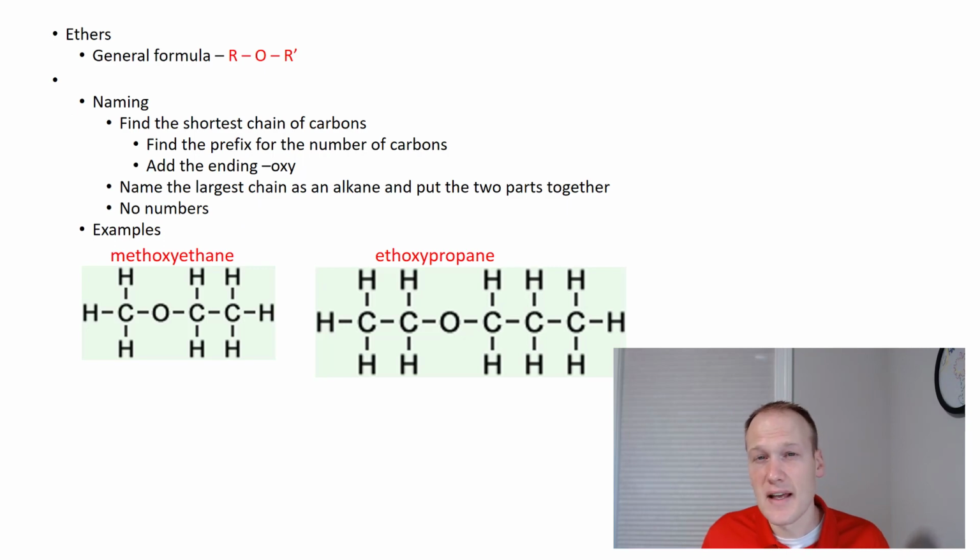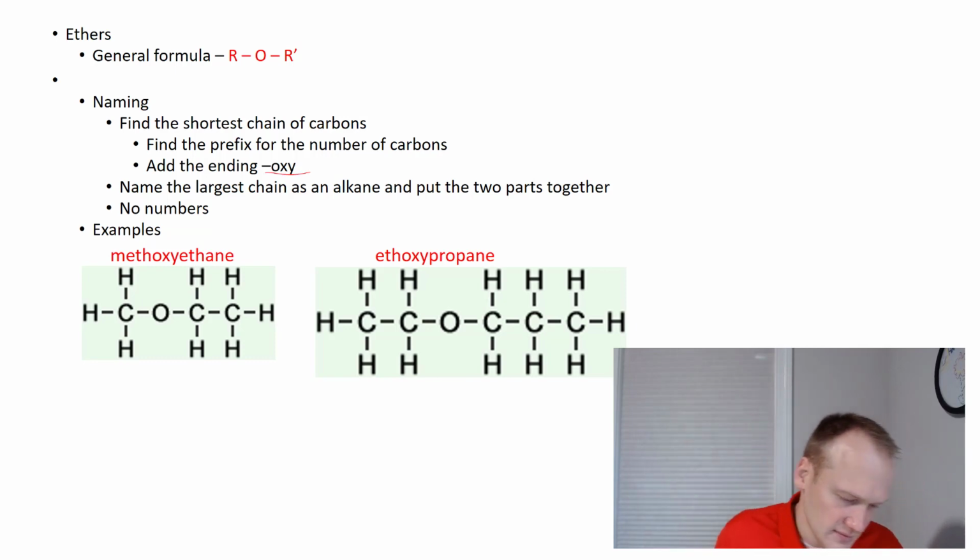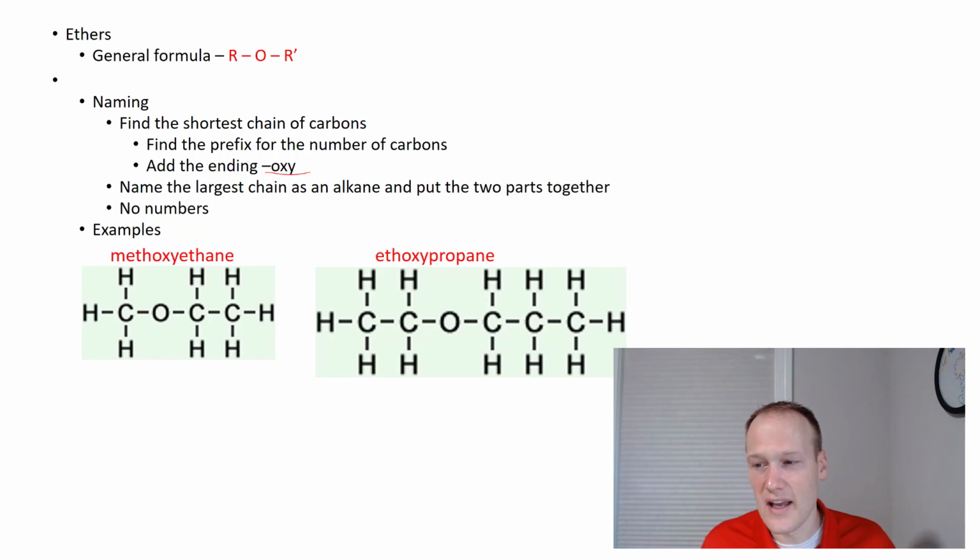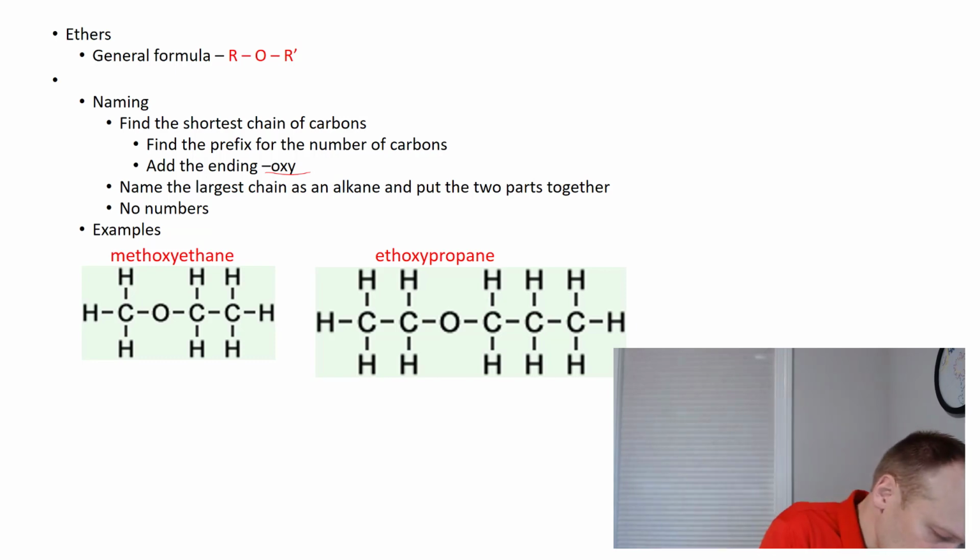That brings us to ethers. Ethers are kind of like esters in that they have an oxygen atom in the middle of the chain. In this case, we're going to find the shortest chain of carbons first, use the prefix, and add the ending OXY. Then we're going to name the largest chain of alkane and put the 2 together. So if you look down here at the bottom, the shortest side is with 1 carbon, so that's methoxy. And then we have 2 carbons on the other side, so we just say ethane. On this one, we have the short side has 2 carbons, so that's ethoxy. And then we have 3 carbons on the other side, so that's ethoxypropane.